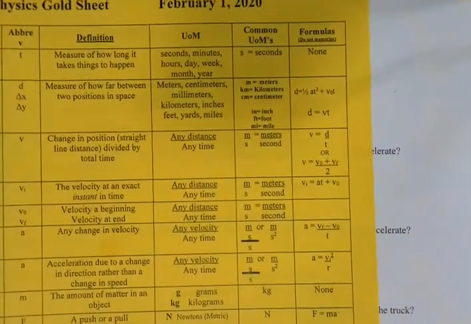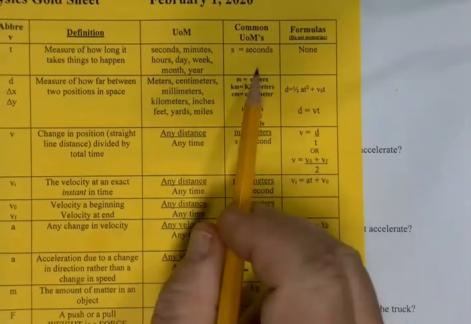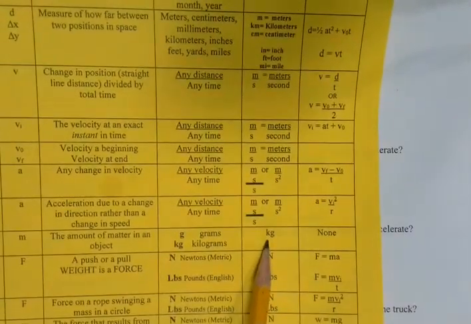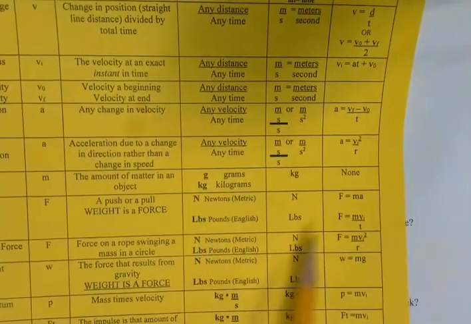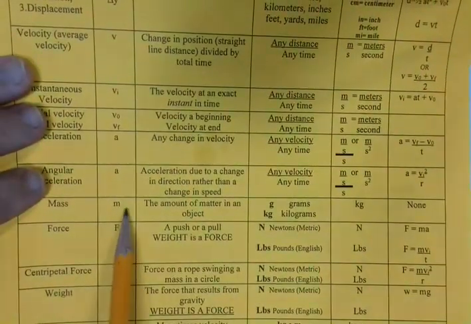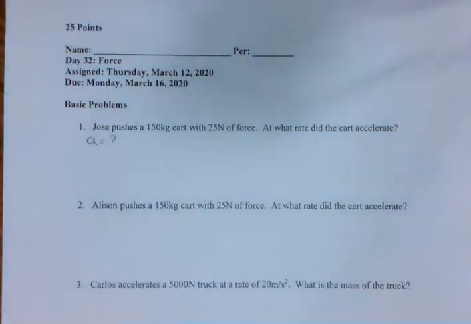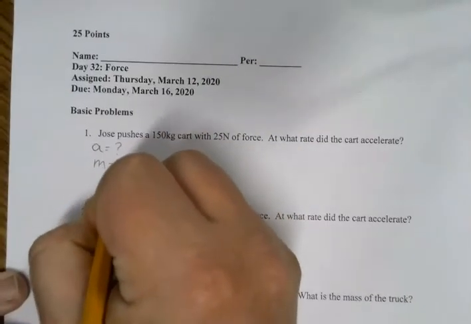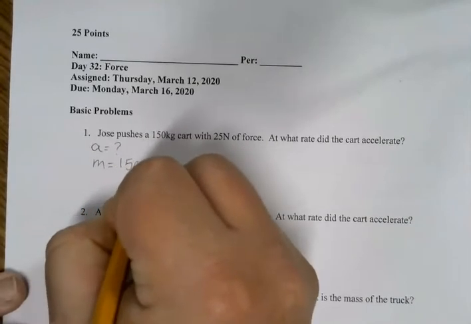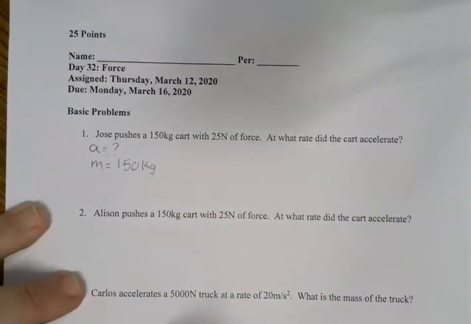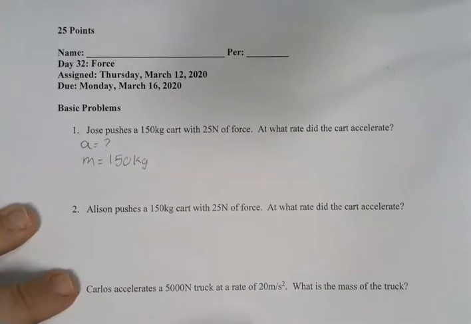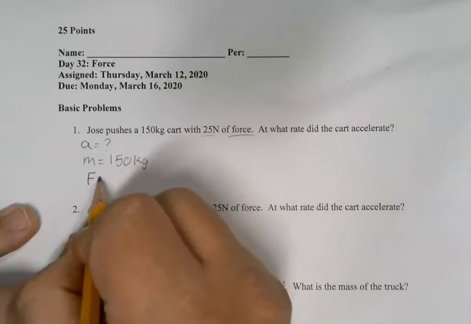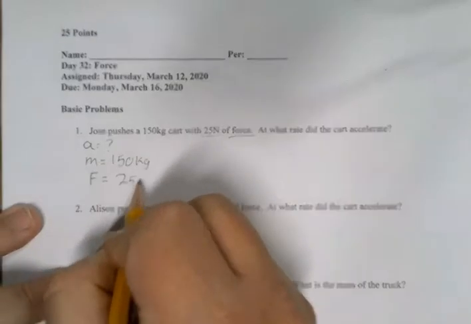If you're not sure, come over here to the common units of measure. Go down and find kilograms. There it is right there. And you come across and you see that that's a measure of mass, M. So we can go ahead and write that down. And 25 newtons of force. Well, it tells you that it's force. 25 newtons is a force. So F equals 25 N.